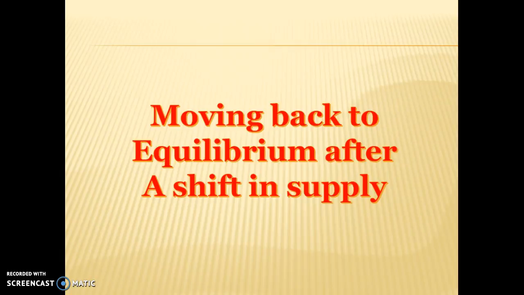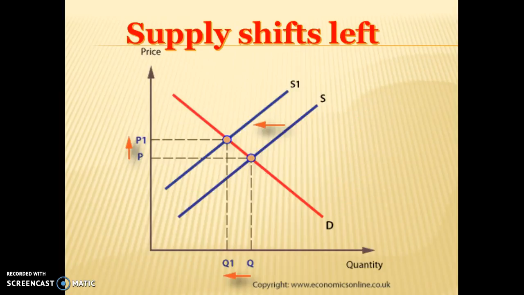Okay, so in this video we're going to be looking at how the market gets back to equilibrium after a shift in supply. There are two ways that supply can shift: it can shift to the right or it can shift to the left. In our first example we're going to look at a supply curve shifting to the left, so it's moved from S to S1. In this instance we don't actually have the actual quantities and prices, but we'll work with what we've got.